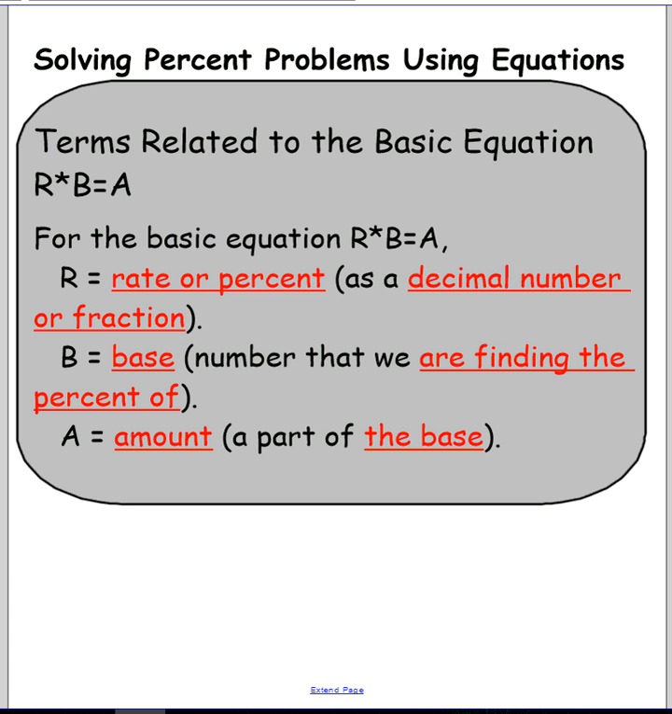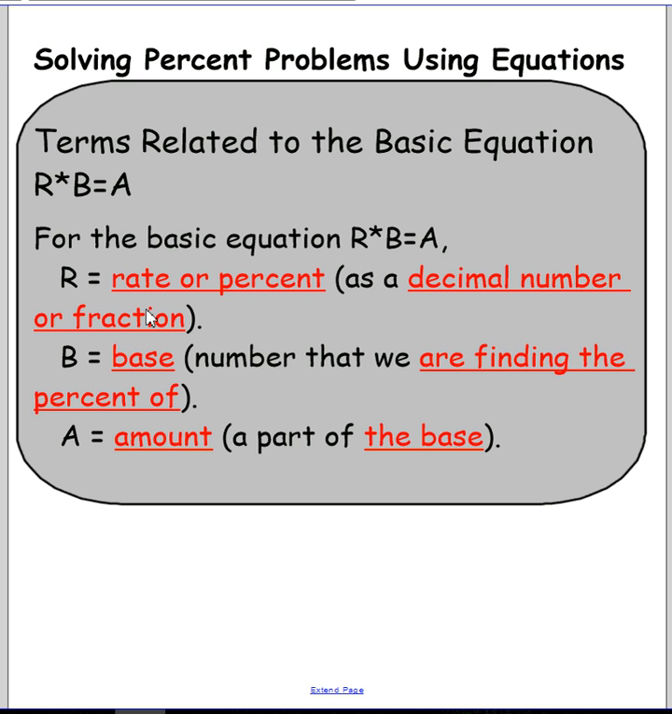So last lesson we looked at using a proportion, with A over B on the right-hand side for amount over base, and on the left side the P over 100. Notice here we also have an A and a B, but we're using R. So let's take a look at the pieces. The R is the rate, or the percent as a decimal number.